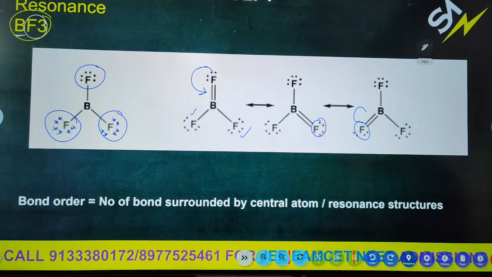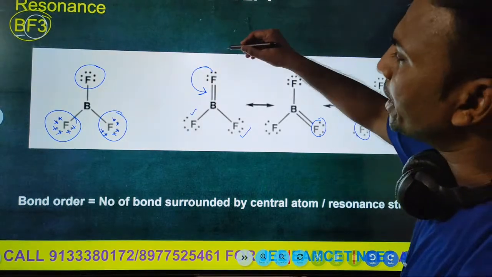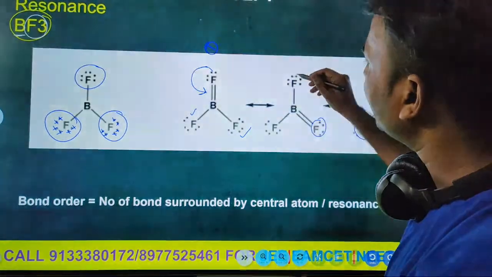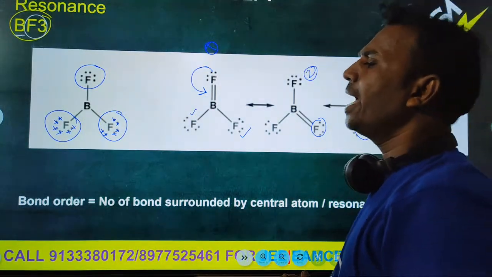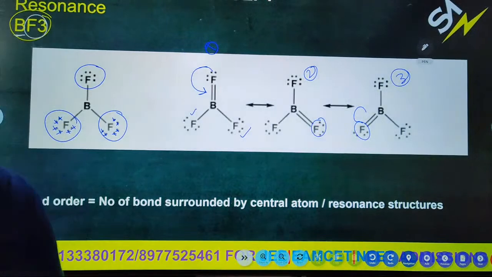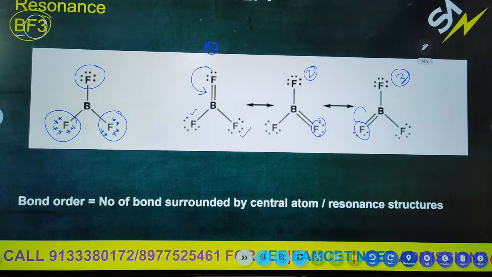So by this way, how many canonical structures does boron trifluoride have? Due to the formation of the back bond of the fluorine in every structure, we got here 3 resonance structures of boron trifluoride. So how many structures? 3. It is structure number 1, number 2, number 3. So 3 resonance structures are possible for boron trifluoride.